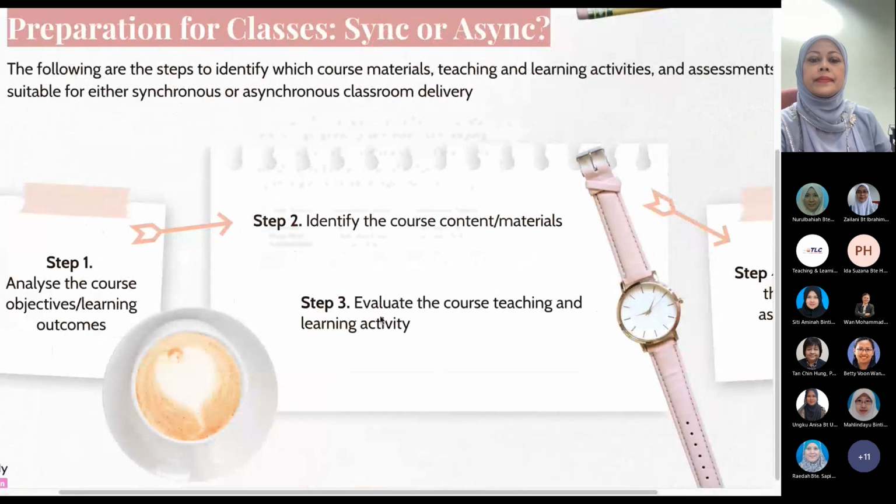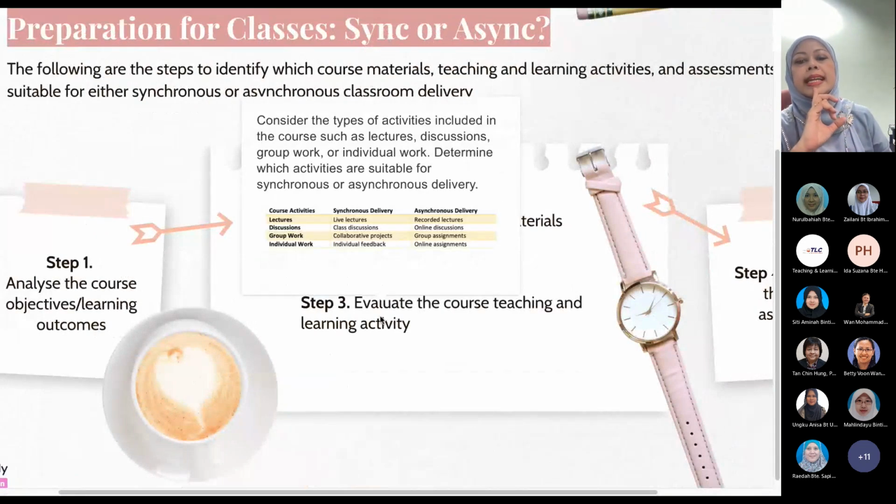Number 3, evaluate the course teaching and learning activity. So you want to know which one works for the lectures, discussion, or is it good enough for the group work, individual work? Try to aggregate them nicely. Is this going to be the targeted audience? Is this going to be the linking back to the objectives? So evaluate how much are you going to willingly ask the students to concentrate on the materials.